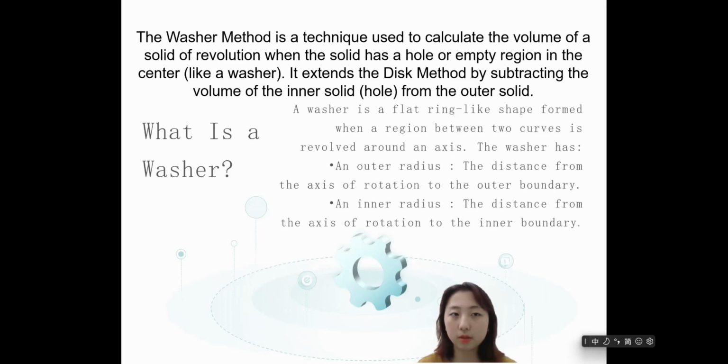Okay, let's talk about the Washer method. The Washer method is a technique used to calculate the volume of a solid of revolution when the solid has a hole or empty region in the center, like a washer. It extends the disk method by subtracting the volume of the inner solid from the outer solid. And what is a washer? A washer is a flat ring-like shape formed when a region between two curves is revolved around an axis. The washer has an outer radius and an inner radius.